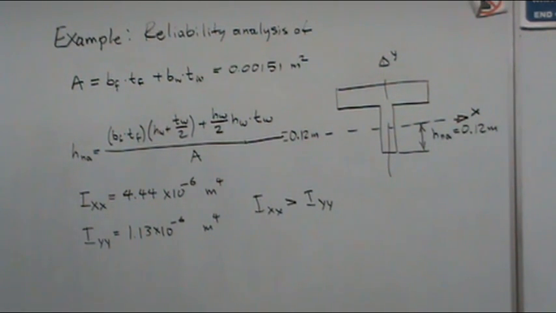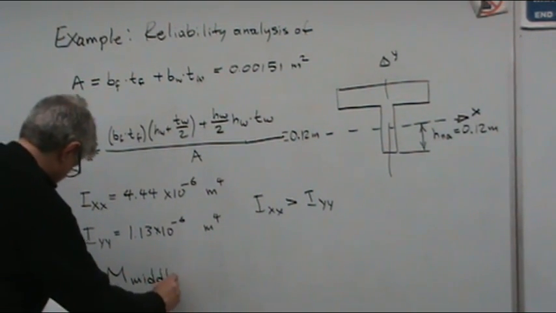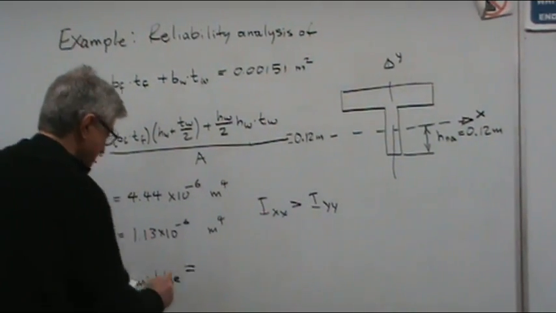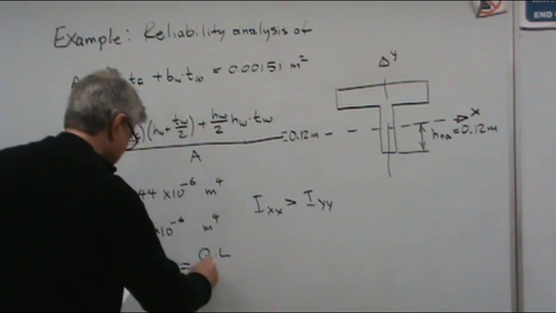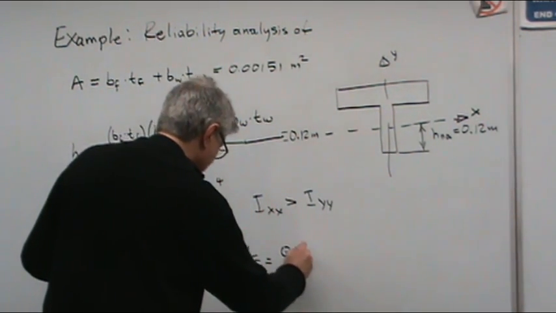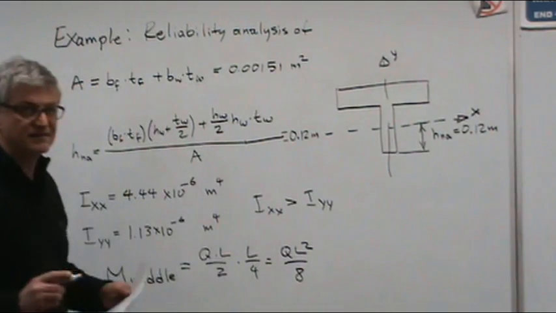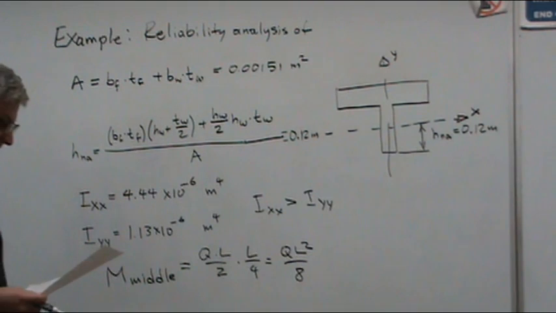We need to calculate the applied moment in the middle. So M middle is, what is the equation for the moment? It is 2 times L divided by 2 times L over 4, and this is 2L squared divided by 8. That's the bending moment in the middle. If you use the equation My over I, you're going to calculate the stresses in the extreme fibers.